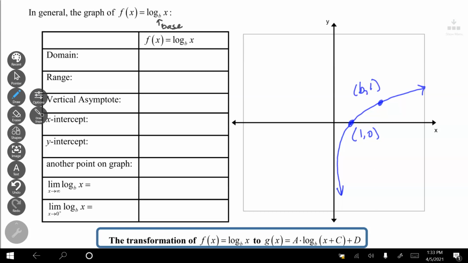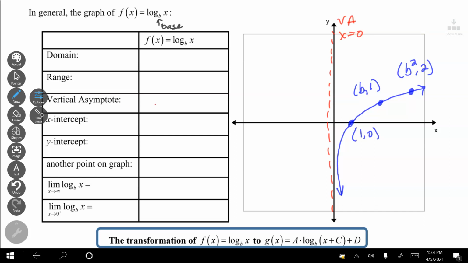Whatever the base is: if the base is 5, it's going to be 5, 1. If the base is 10, it's 10, 1. And the next point over here will be b squared, 2. We'll do an example, but whatever the base is, that will give me 3 points. So you technically only need 2 points, but 3 points isn't bad. The domain, well, first of all, we have a vertical asymptote. Right down the middle here is a vertical asymptote of x equals 0. So there's no left part of this graph.